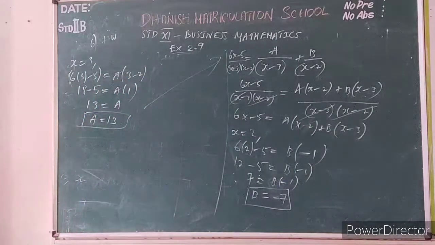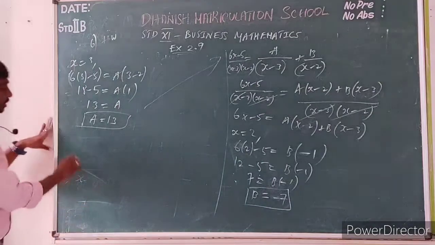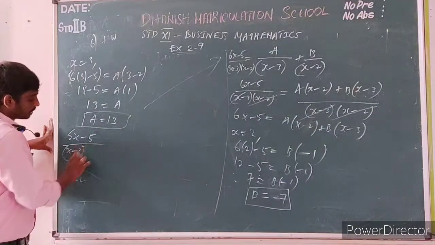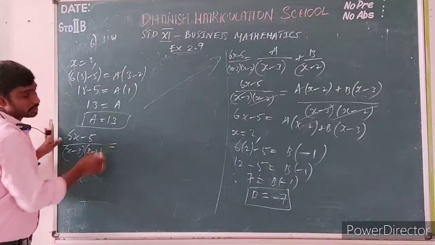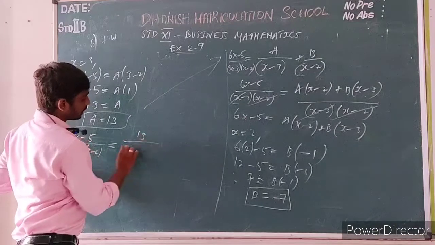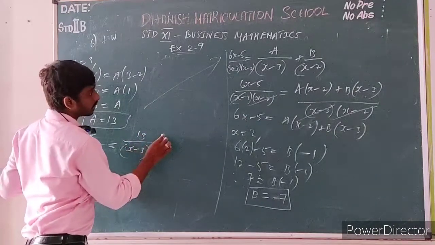Now we are going to substitute the a and b values in the equation. What do we get? (6x minus 5) divided by (x minus 3)(x minus 2) equals, the a value is 13, so 13 divided by x minus 3.